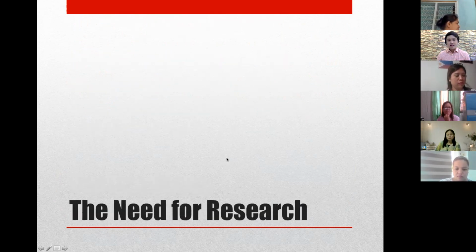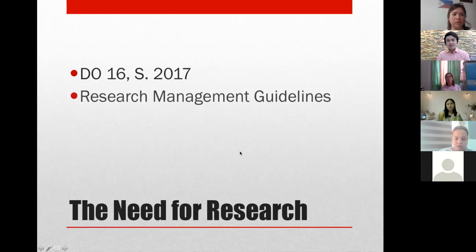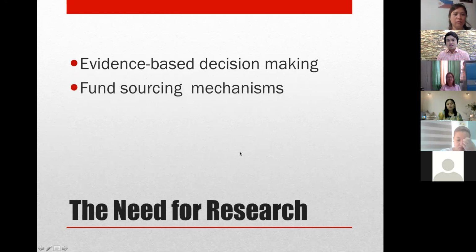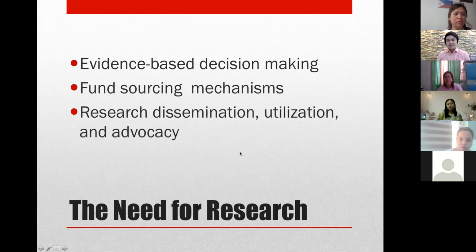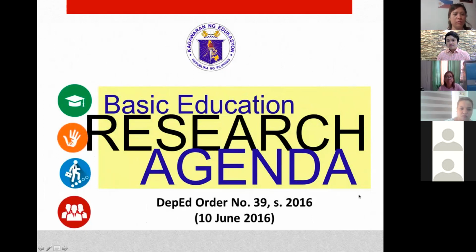So therefore, I'd like to tell you that DepEd has DepEd Order number 16, series of 2017, about research management guidelines that would tell us that when we make decisions, they should be evidence-based. And this DepEd order is a possible source of funding, and it advocates research dissemination and utilization. So sa mga taga DepEd po, your assignment for today is to review the DepEd Order number 39, series of 2016, or what we call Basic Education Research Agenda.